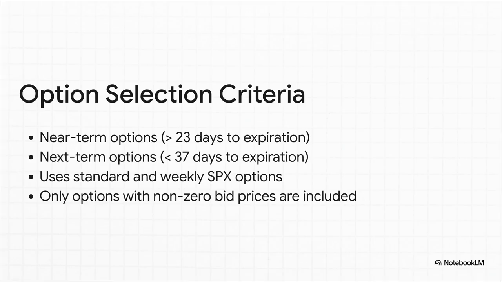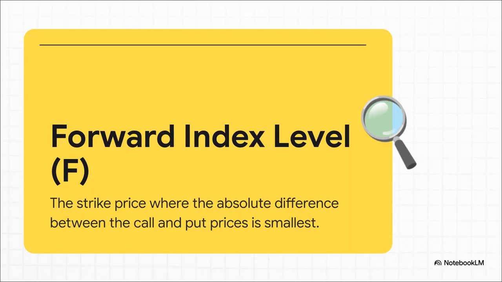So, the VIX uses 2 groups of options, what it calls near-term options, which have more than 23 days until they expire, and next-term options, with less than 37 days. This is pretty clever because it means our 30-day target is always perfectly sandwiched right between these 2 expiration dates. And to make sure it can always find options that fit this window, it pulls from both the standard monthly options and the weekly ones. And one last crucial rule, it only includes options that have actual bids, which ensures all the data is coming from active liquid markets.